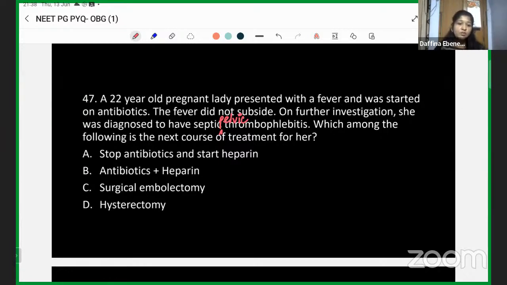So septic pelvic thrombophlebitis is a rare condition. Okay, as a result of pelvic infection, the patient can develop thrombophlebitis that is involving the ovarian veins. So in this condition, one classical feature is fever will not subside.